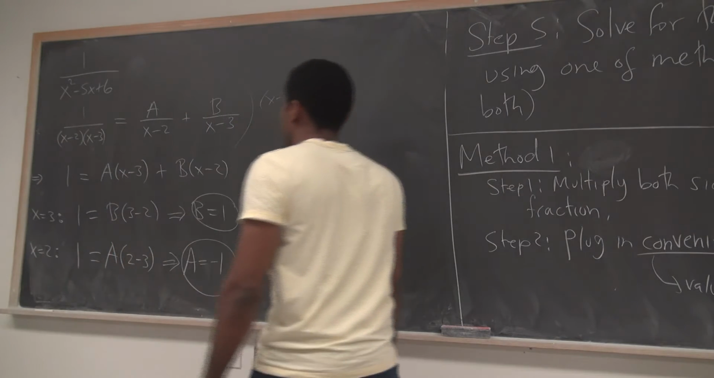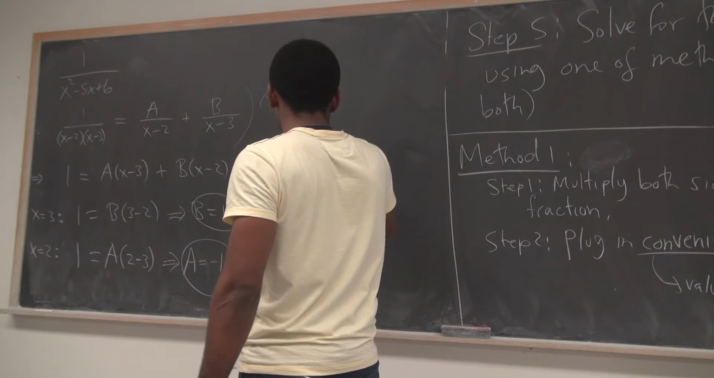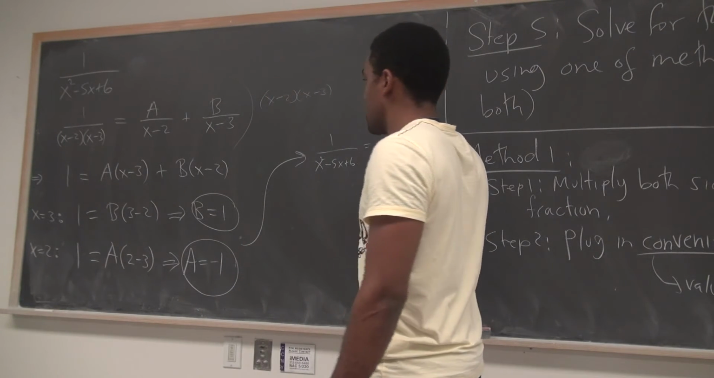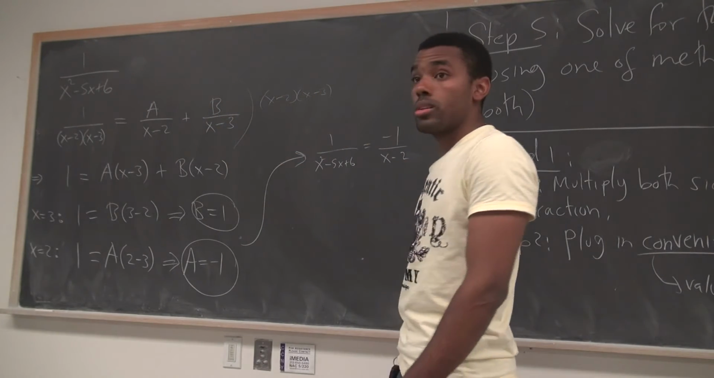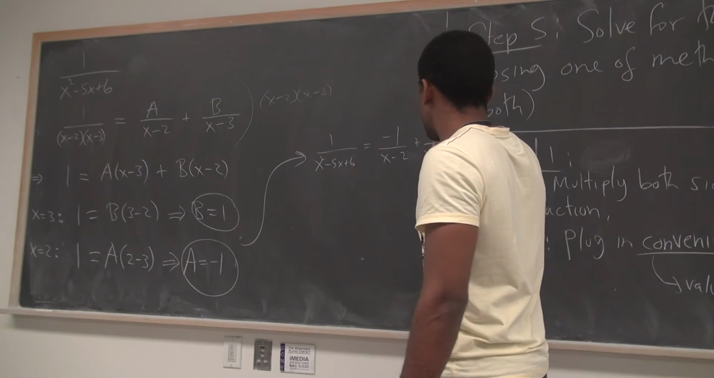So what do we end up with? 1 over x squared minus 5x plus 6 is equal to, the A is a minus 1, so I can put a minus 1 here, plus the B is a positive 1, positive 1 there.